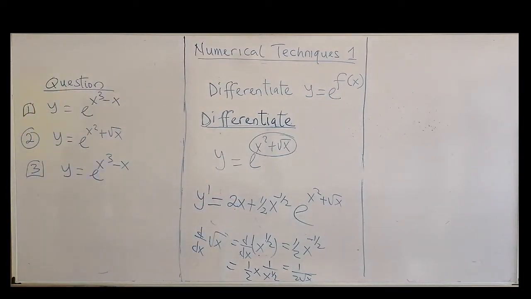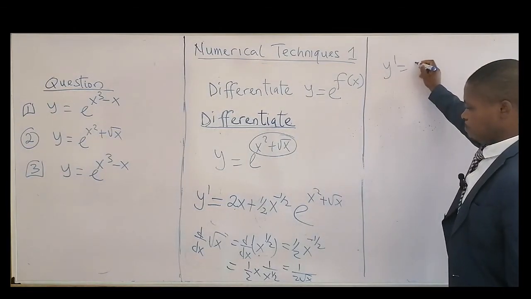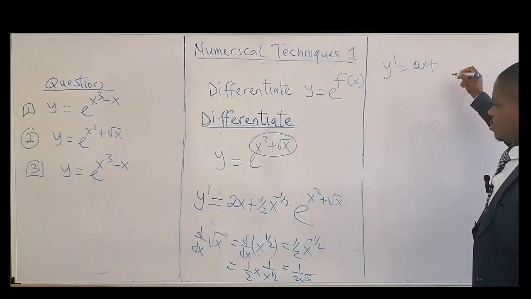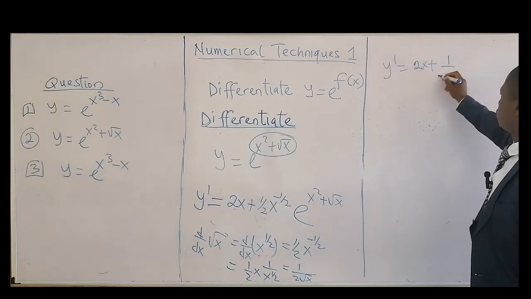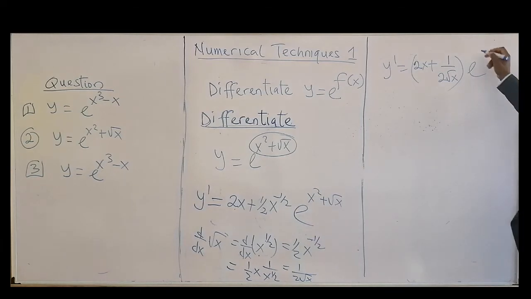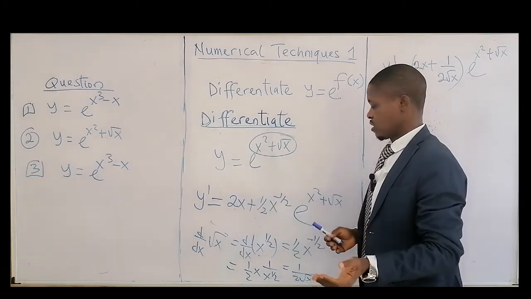So that's that. So the final answer for this one: dy/dx will be equal to 2x plus 1 over 2 root x, close the bracket, and then the exponential of x squared plus root x. It finished the work. If you like, you can use the other method also, the function of a function method. That's why I say that when your expression is becoming complex, it's better to use the other methods, to avoid making mistakes.